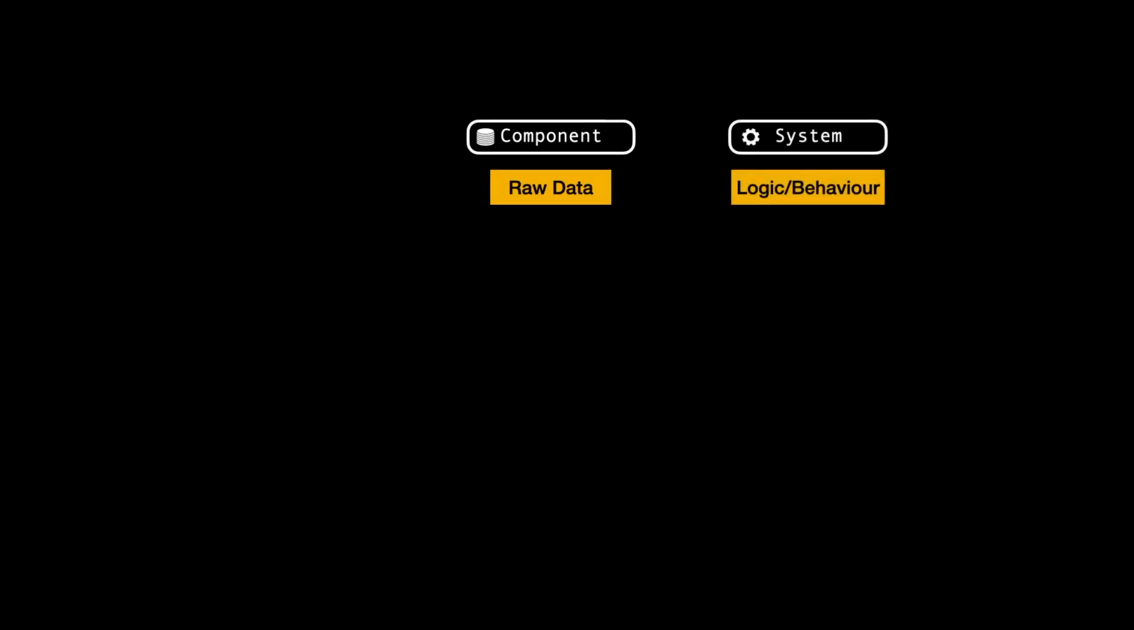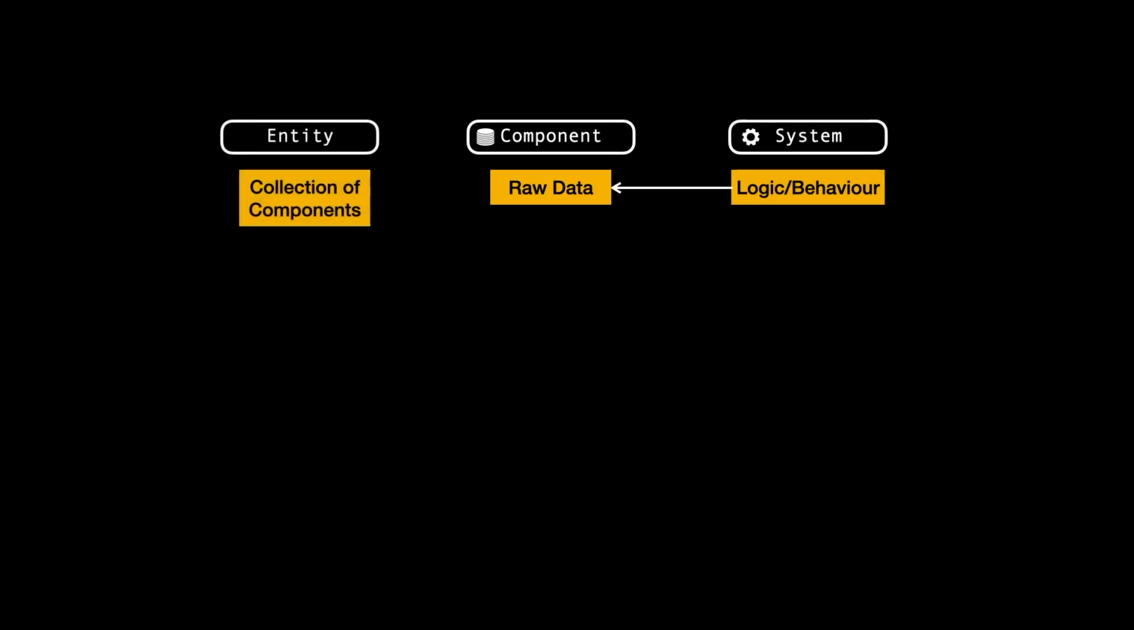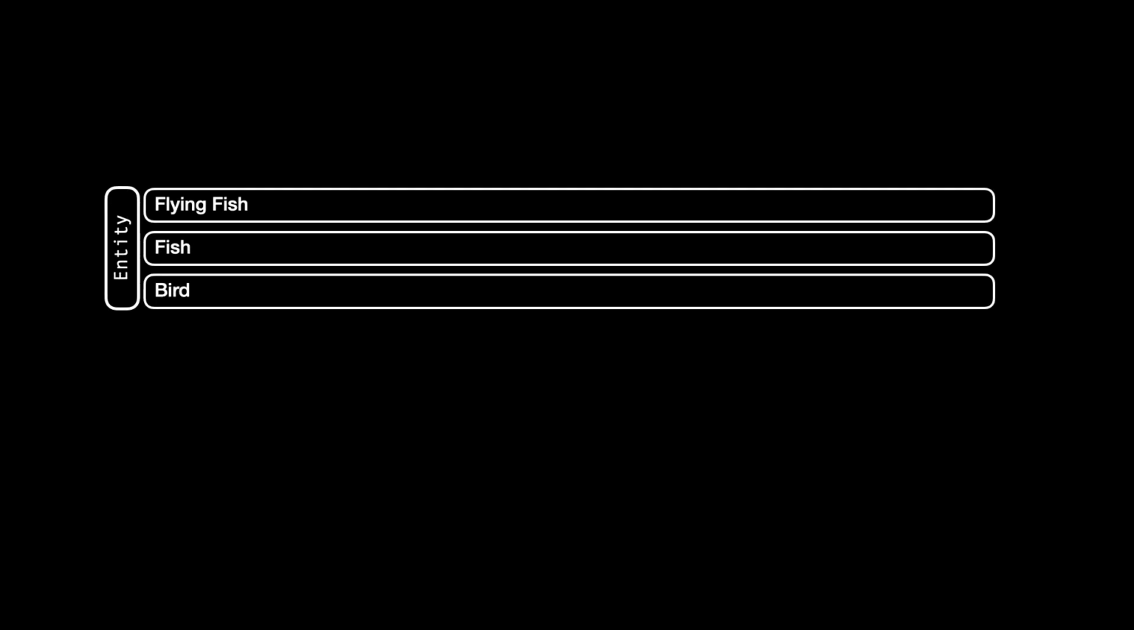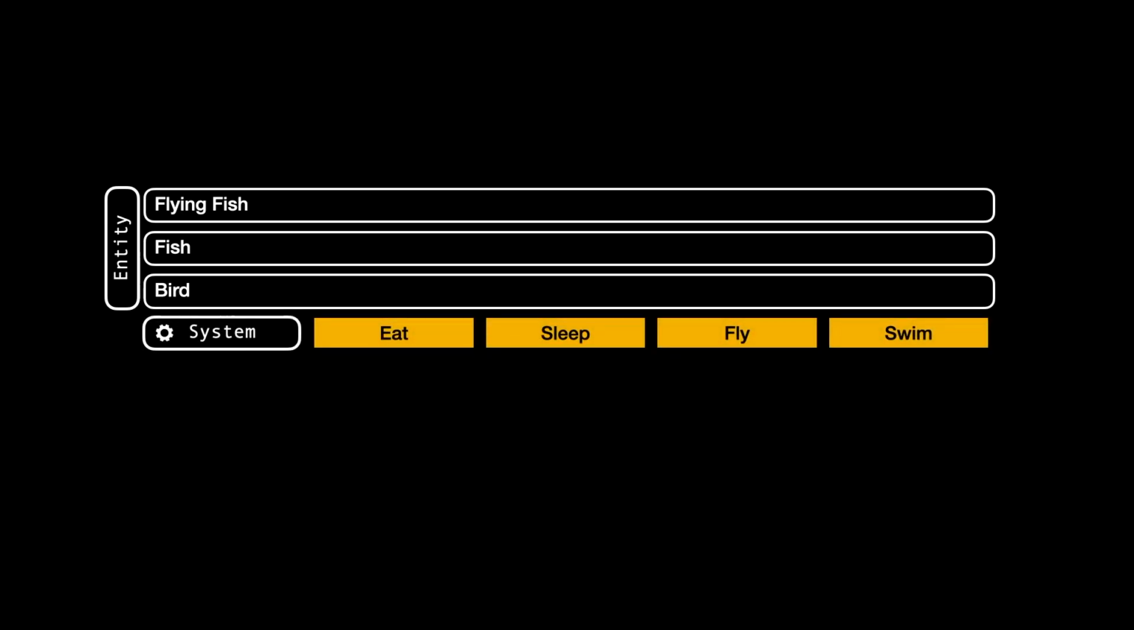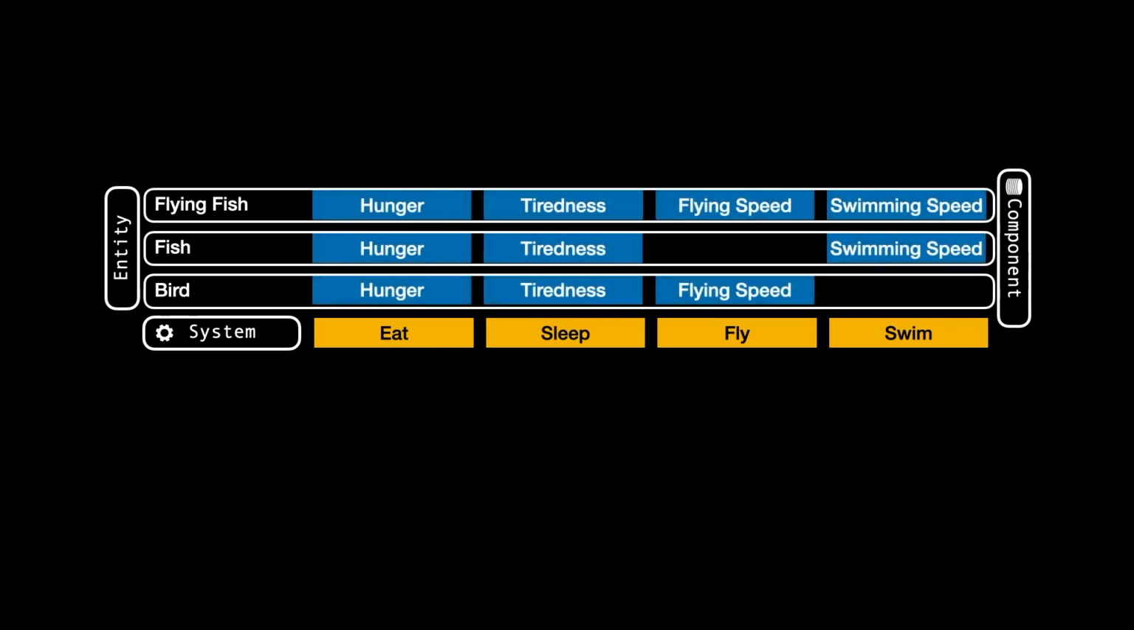This is where entity component system is most valuable. In ECS, we split the data from the logic. The raw data is called components, and the logic and behavior is called systems. So, an entity is just a collection of components. Let's take a look at our problem from the ECS point of view. So we will have three entities, flying fish, fish and bird, and our systems: eat, sleep, fly and swim. And we give the desired behavior to our entities by adding the corresponding component.